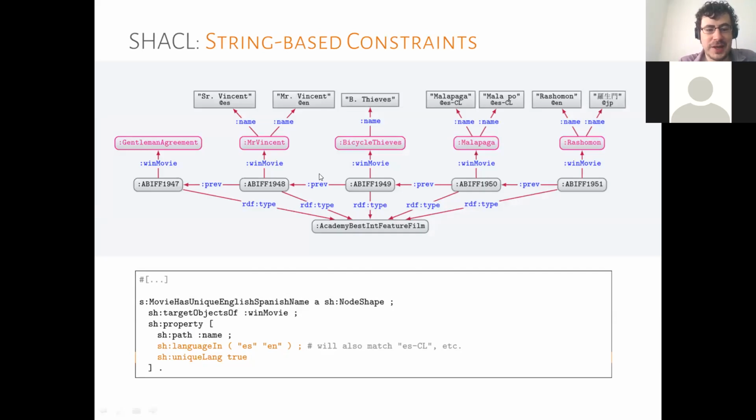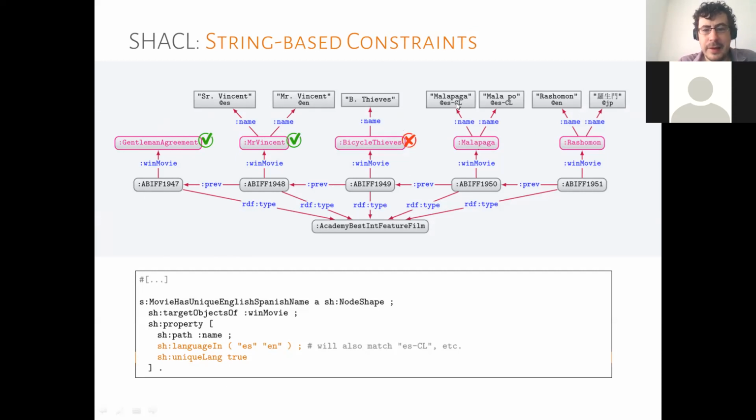So what are we checking? We're checking the objects of WinMovie, which are, again, the pink nodes here. And then we're going to say that their names must have language ES or EN, and they must have unique languages. So in this case, it has no name. We don't have any min count here, so that's fine. So it passes. Okay, so if there's no names, the names don't have to satisfy the constraints. We have two names. We have one in English, one in Spanish and one in English. So we're good. Here we have Bicycle Thieves, the name, but it has no language tag. So this one's going to fail.